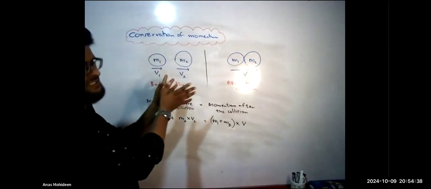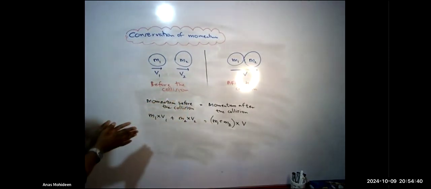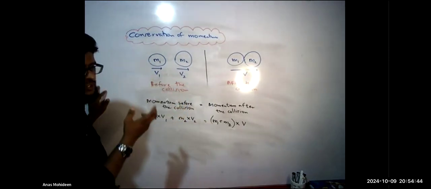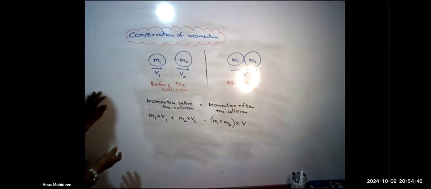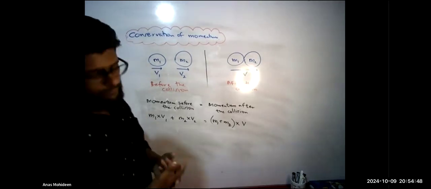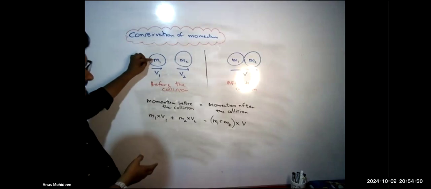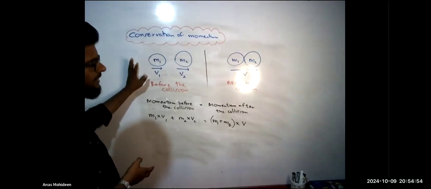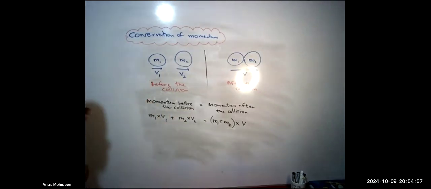So this is related to conservation of momentum. Momentum, what we spoke about here. Momentum is obtained by mass and velocity. So what is the mass multiplied by its velocity? That is momentum. So here we speak about the conservation of momentum.